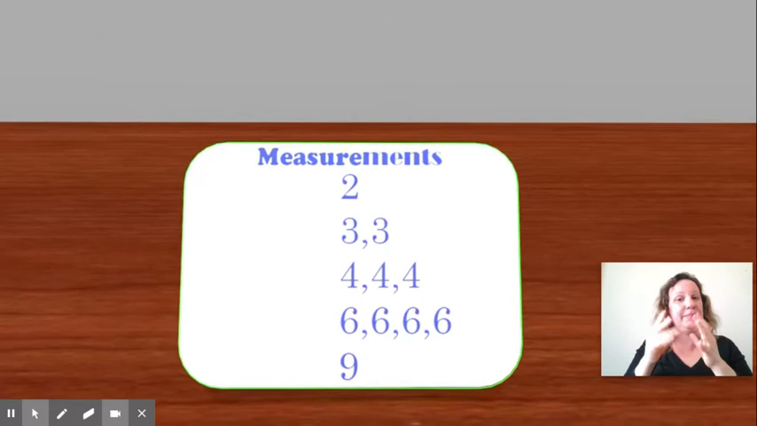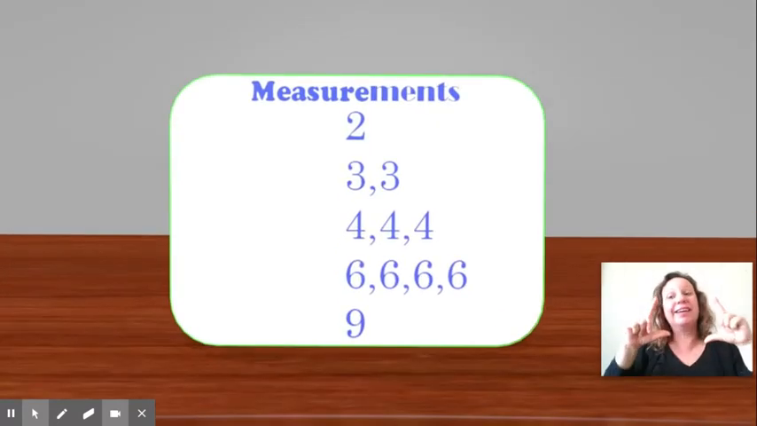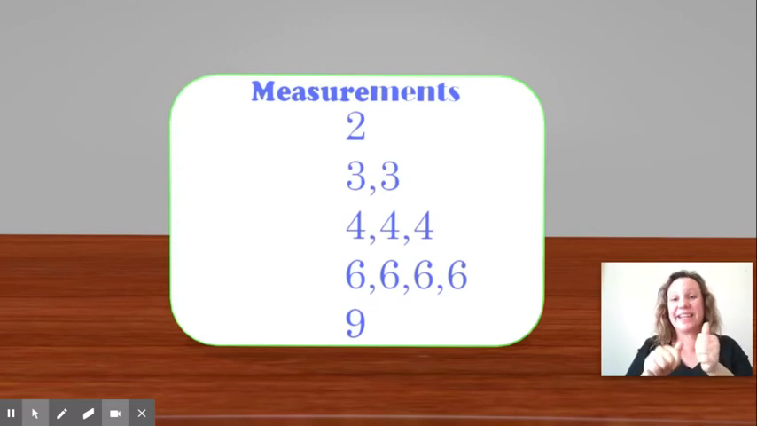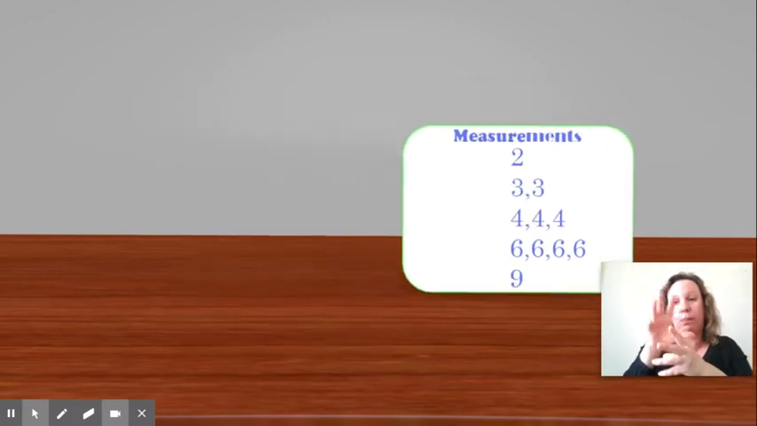I have already measured several other objects before you got here, and I have all of our measurements included on this board. Each number is a measurement of the length of an object. We need to put this information into a line plot so we can see this more clearly.